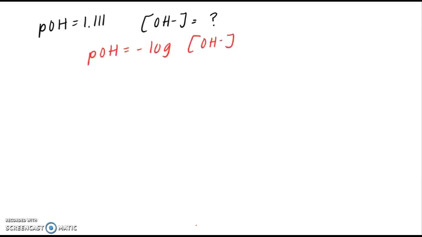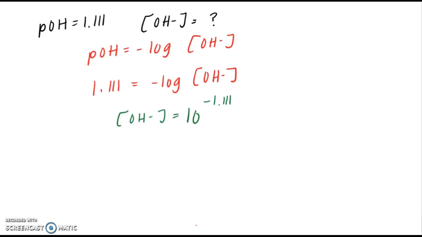So the formula you wrote down should have been pOH equals the negative log of OH concentration. Substitute in what you know, and since the log is on the other side, you know that you're going to have to use the anti-log. So when you plug it into your calculator, you're really hitting 10 to the x, negative sign, 1.111. And then you need 3 sig figs, so your answer should be 0.0774 molar.